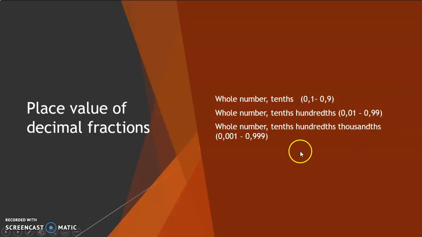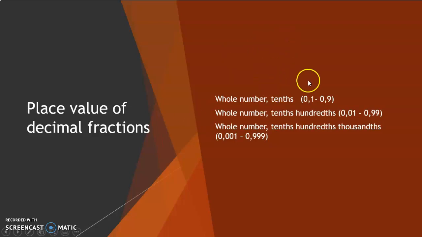After our hundredths, we have our thousandths, which will be 3 digits. So if we only have 1 over 1,000, we need to put zeros in front. And it ranges all the way up to 0,999.